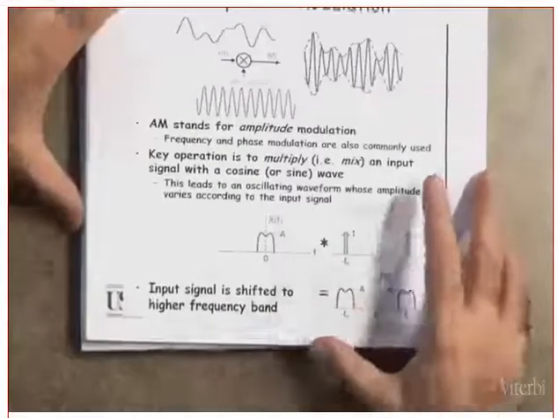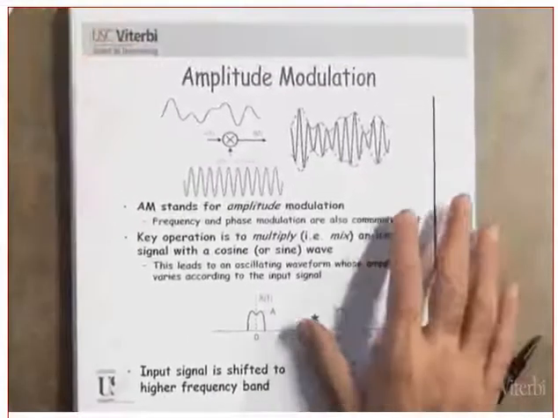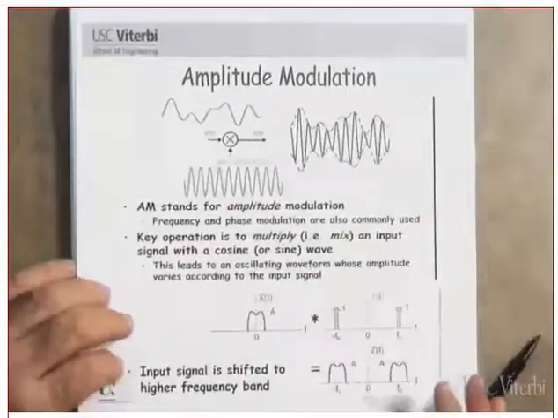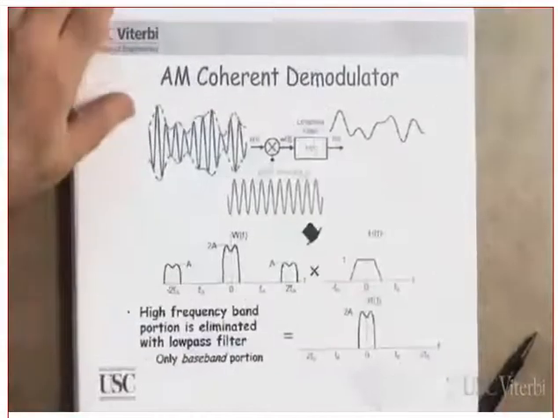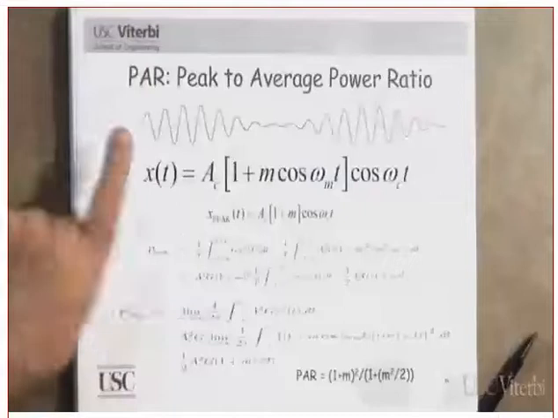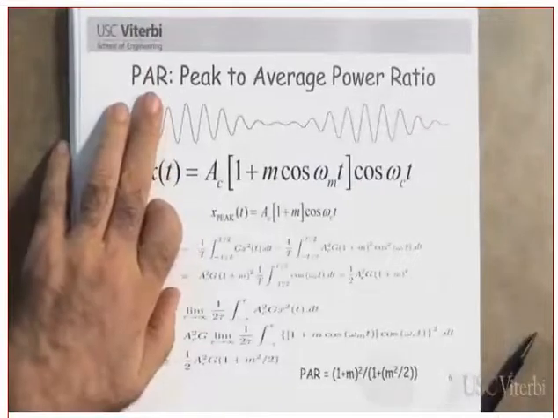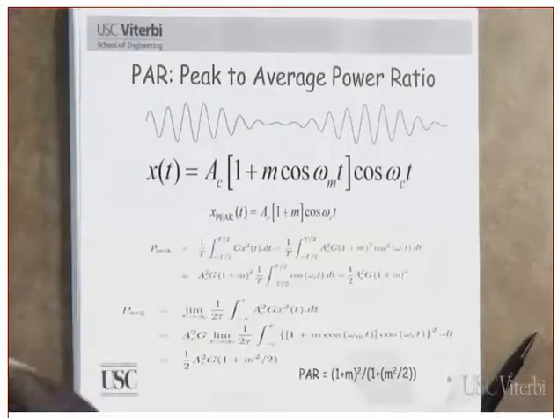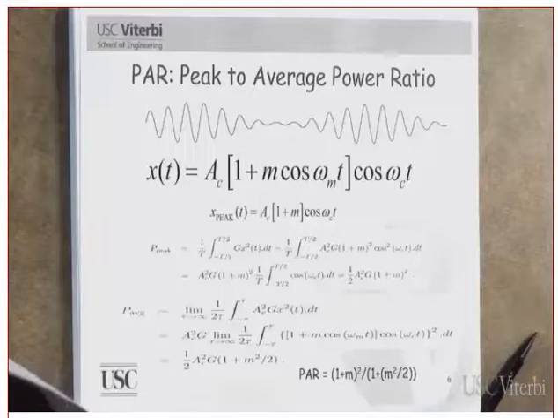Okay, let's start with the simple one, which is amplitude modulation. I don't want to spend too much time on this, but I want to bring a very important parameter, which is called the power. A very important parameter is called the peak to average power ratio.